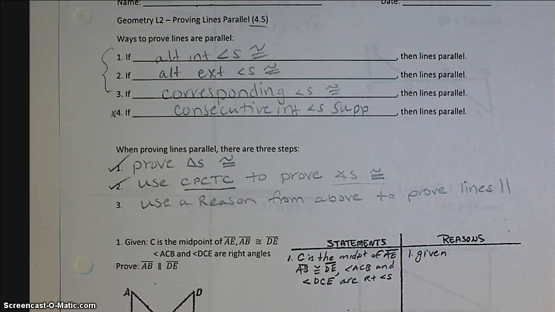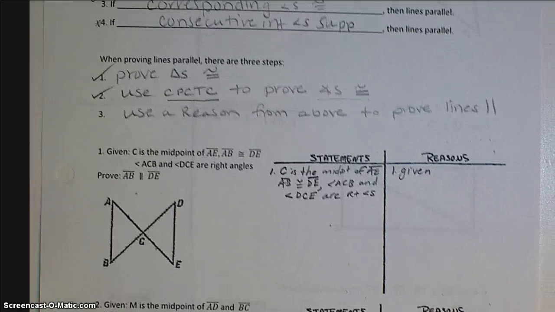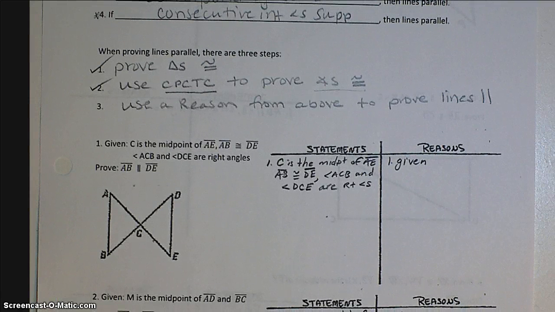Last step, after you do CPCTC, use one of the four reasons listed above to then say if those angles are congruent, then the lines have to be parallel, and that's how you're going to stop your proof. Okay, I want to do a couple together and then give you some time to chime in on your own. Proof number one, you're going to put your given information.